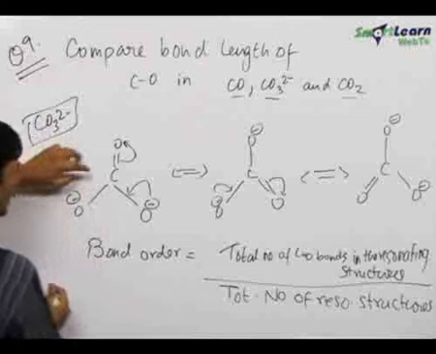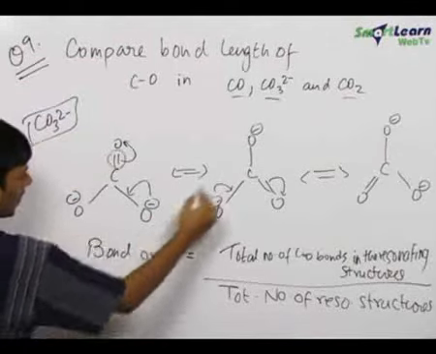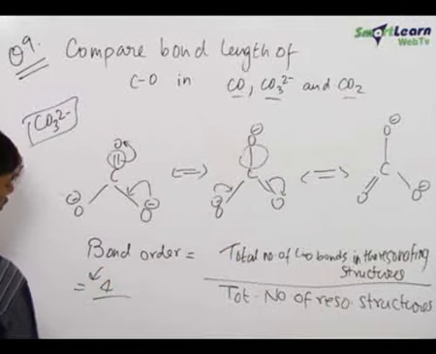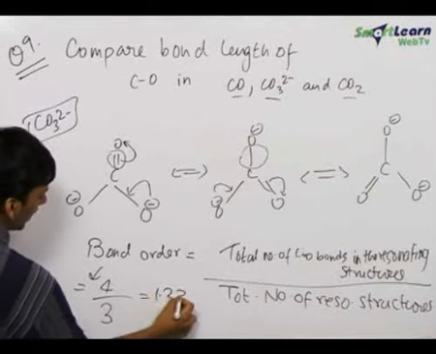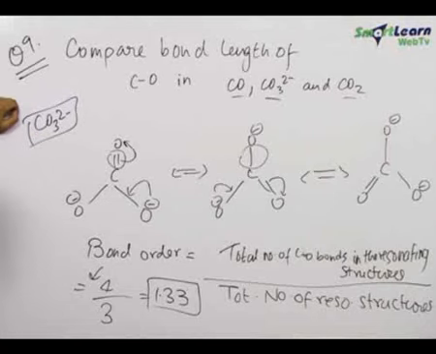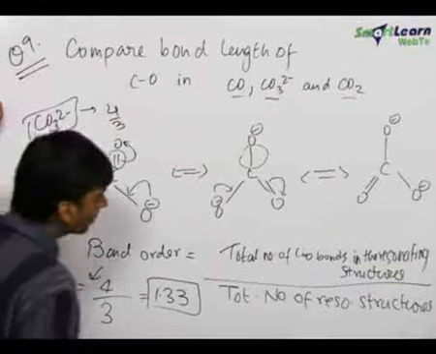Now let us check this carbon and this oxygen. The total number of bonds is 2 plus 1 plus 1, equal to 4, upon the total number of resonating structures, which is 3. Therefore this comes out to be equal to 1.33. Therefore we know the bond order of the carbon oxygen bond in CO3 2- to be equal to 4 upon 3.